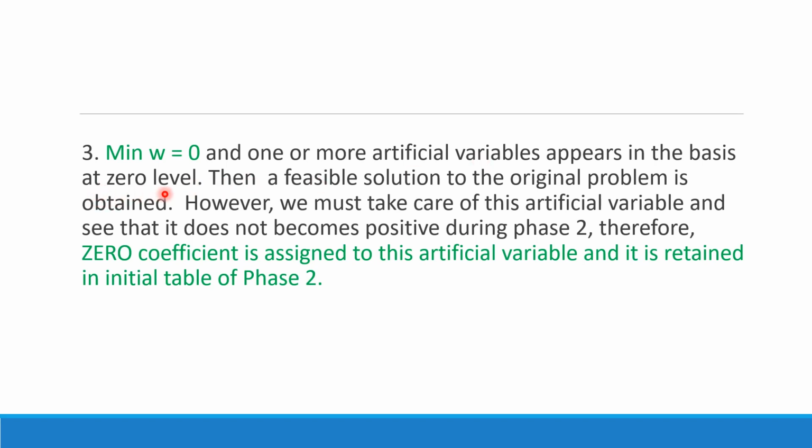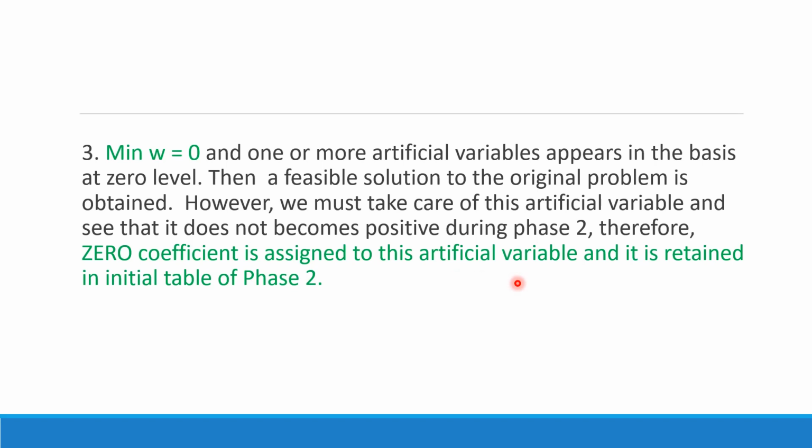Whenever I say a 0 level, that means the value of b for that respective artificial variable is 0. Such a case can be solved using the two-phase method in phase 2. We take the final solution of phase 1 as the starting problem for phase 2, and we assign a 0 coefficient to the artificial variable in the objective function.